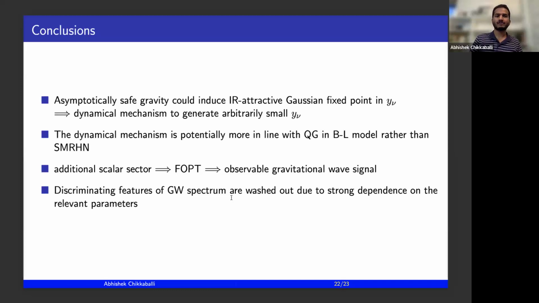To conclude, we saw that asymptotically safe gravity could induce an IR attractive fixed point at 0 for this Yukawa coupling, and this can lead to a dynamical mechanism to generate arbitrarily small values for this Yukawa coupling. I also showed the B-L model compared to the standard model with right-handed neutrino from the perspective of quantum gravity. And since there is a new scalar sector in this gauged B-L model, this could potentially give rise to a first-order phase transition that could lead to an observable gravitational wave signal, as I showed earlier. However, the discriminating features that we wished for through this gravitational wave spectrum are washed out due to a strong dependency on the relevant parameters.